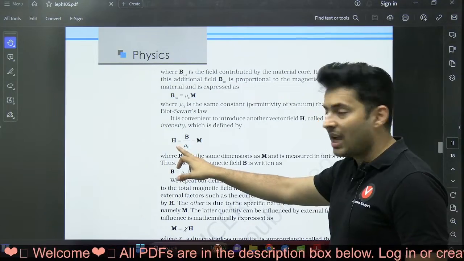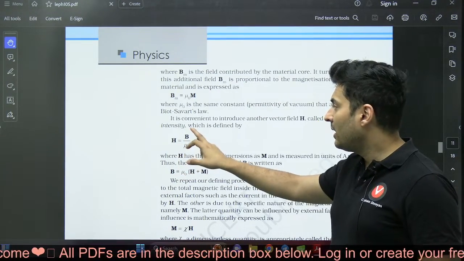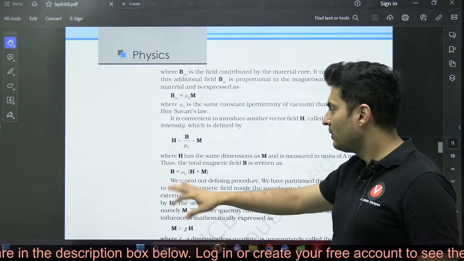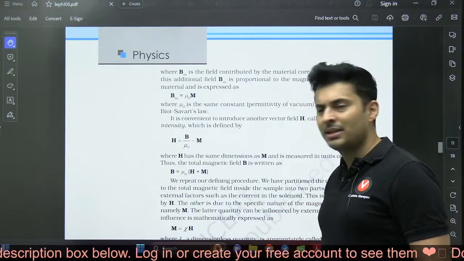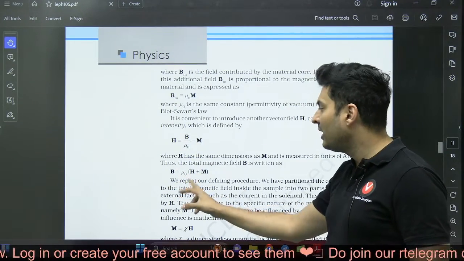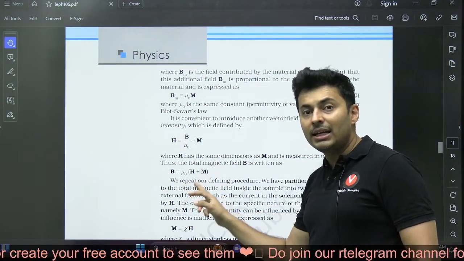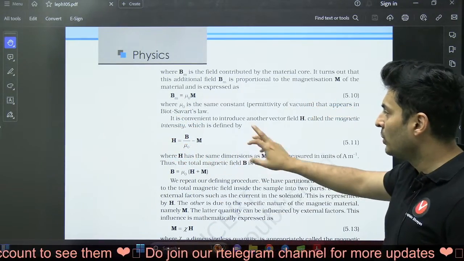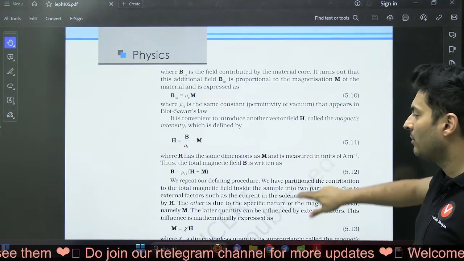The H, magnetic intensity, is nothing but B by mu naught minus M. These are standard formulas which you should know. Don't remember this, remember this. This will be much easier than this. So the total magnetic field is permeability into magnetic intensity plus magnetization. H is called your magnetic intensity, remember that.